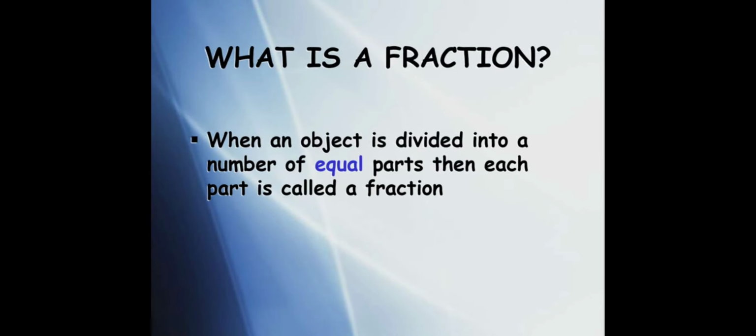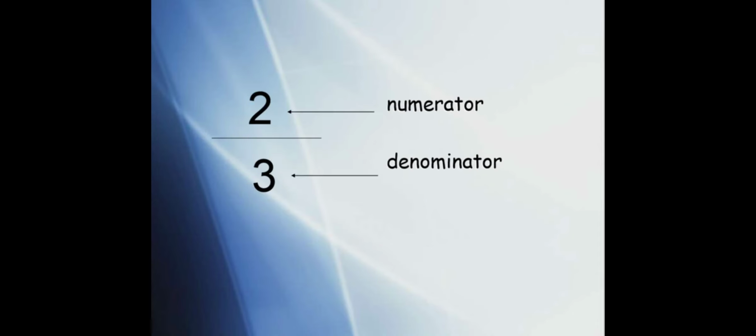So what is a fraction? When an object is divided into a number of equal parts, then each part is called a fraction. So if we divide any object into equal parts, that particular part is known as the fraction. You all have eaten pizza, right? And you can see that they cut the pizza into different parts and they are all equal.